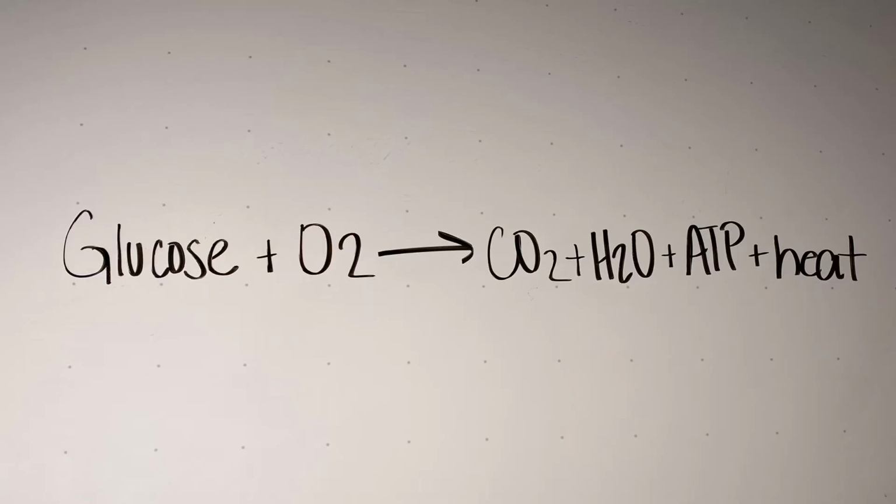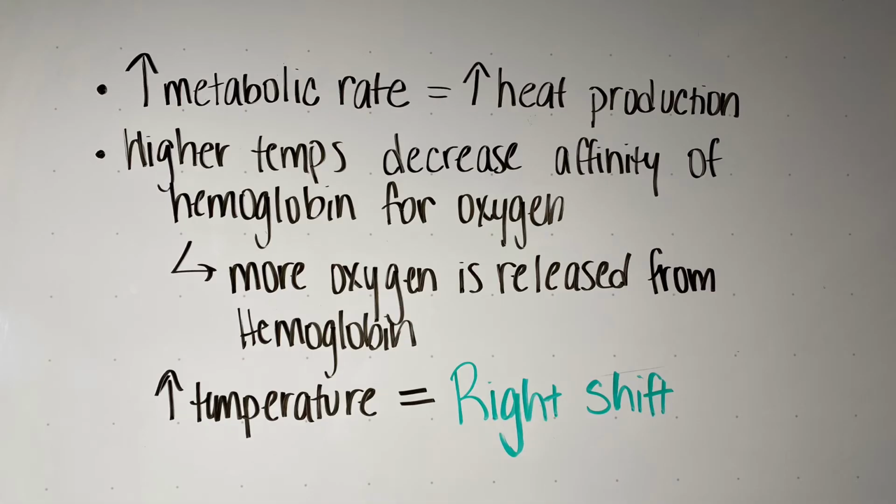So let's remember our cellular respiration formula. Glucose plus oxygen yields carbon dioxide, water, ATP, and heat. Now heat is what we care about when we are talking about temperature. So if a cell has a higher metabolic rate, the cell produces more heat. And heat will reduce the affinity of hemoglobin for oxygen, which means that more oxygen is released from hemoglobin. More oxygen will go into the tissues, that way they can continue metabolism. So an increased temperature means more oxygen release, which means hemoglobin is less saturated with oxygen.